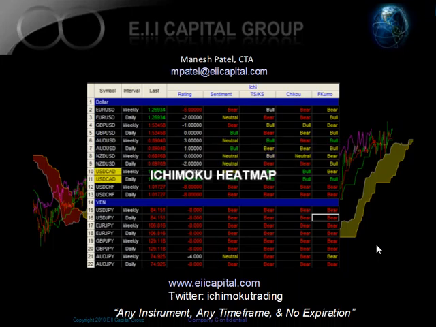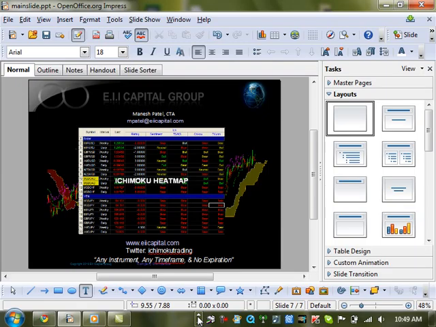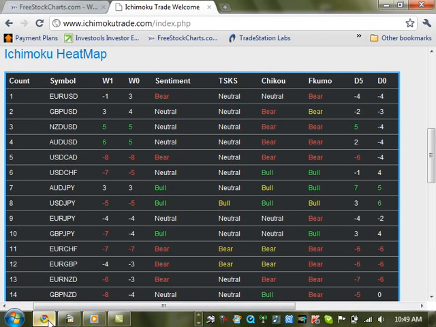Okay, so let's first go look at the heat map. The heat map is now officially launched on the website. This is a version of the heat map right here. Let me go through it quickly, but there will be a video on the heat map that we're going to put out tonight.